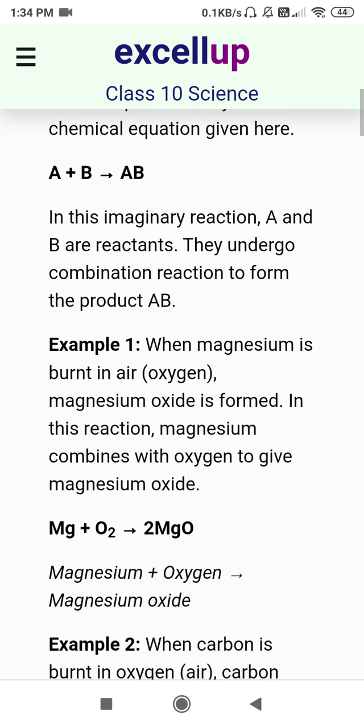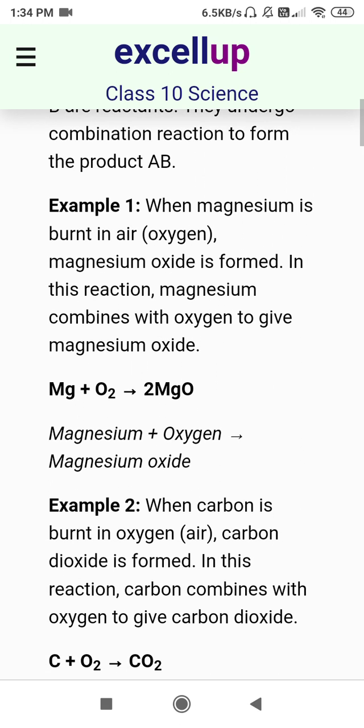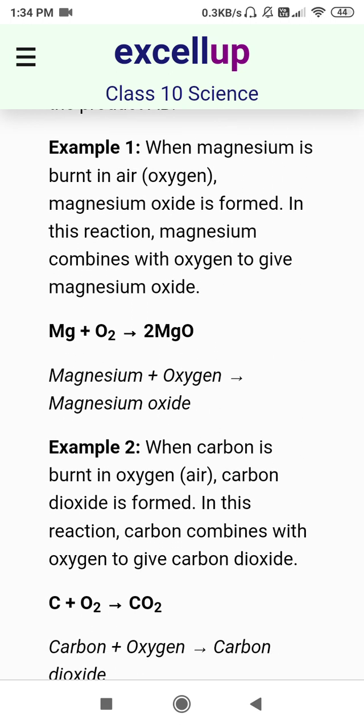Let us take a real example. What happens when magnesium ribbon is burnt in air? You must have read about this experiment in your previous classes also. When magnesium is burnt in air, it burns with dazzling white light, and the reaction produces a compound called magnesium oxide. The equation can be written as 2Mg plus O2 is equal to 2MgO. Magnesium plus oxygen is equal to magnesium oxide.